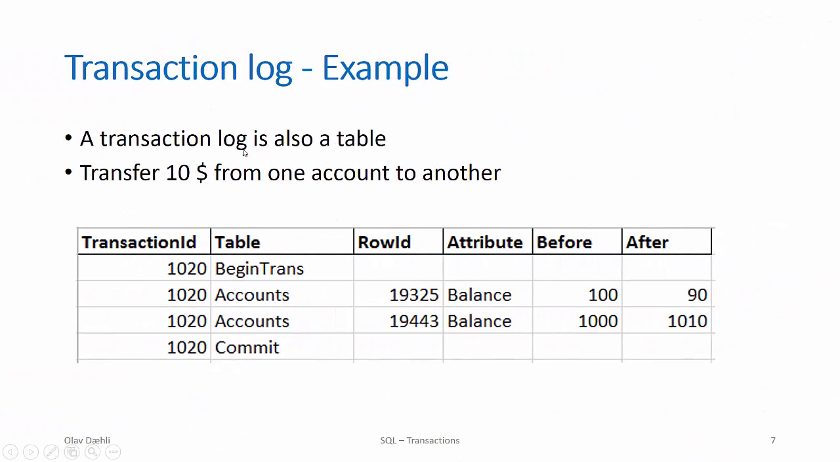Here is an example of a transaction log where we are transferring $10 from one account to another. You see, this is like other tables with columns and rows, and we have 4 rows. And in the first row, it is specified that this is the beginning of a transaction, and the last row is a commitment. That means that the transaction has ended. And in the second row, the balance of one of the accounts is reduced by $10. And on the next line, the other account is increased by $10. So by using this transaction log, the database management system is able to either redo or undo a transaction.